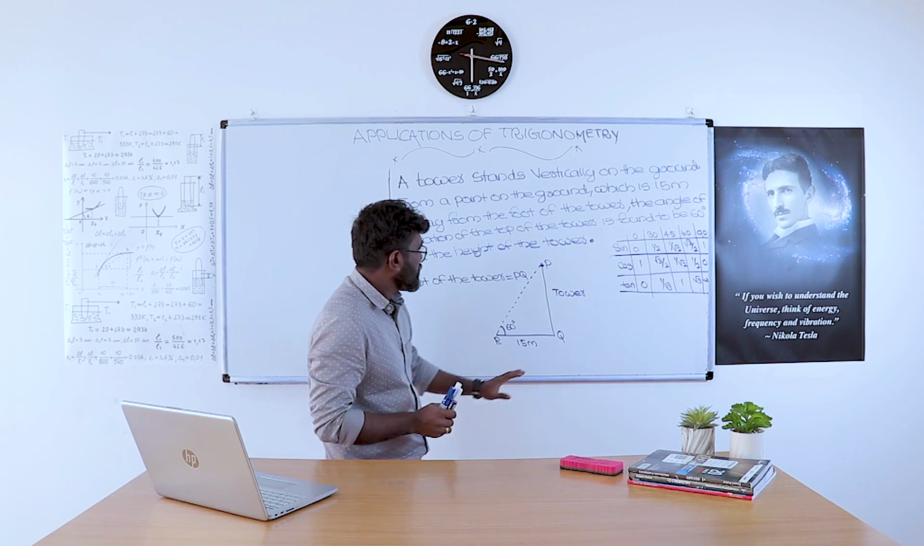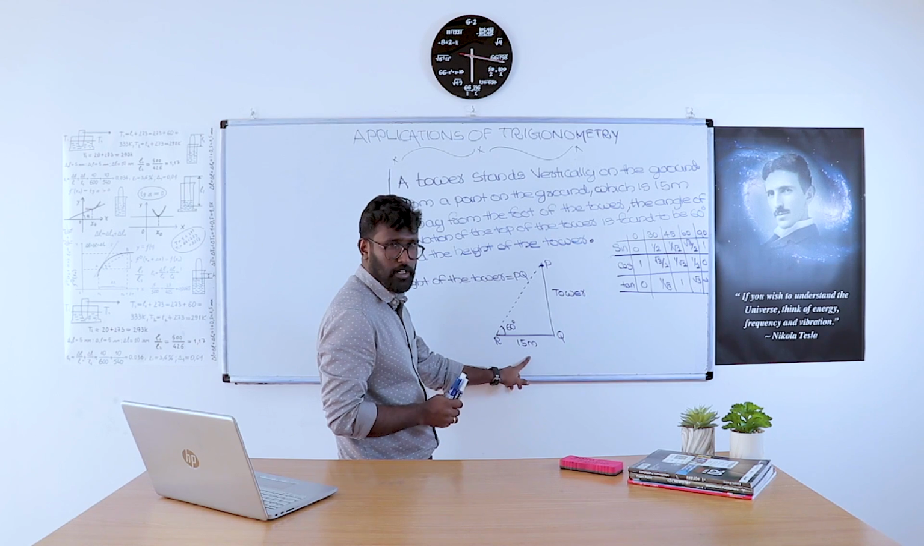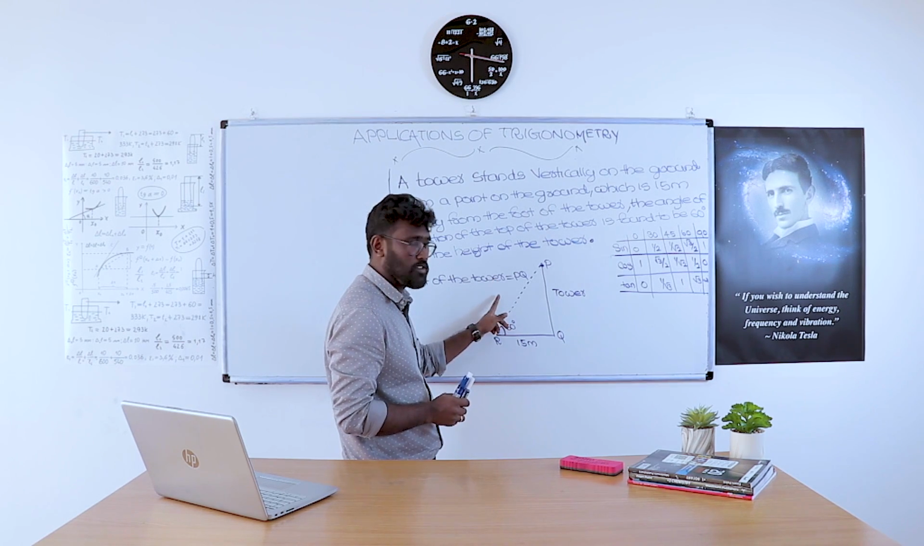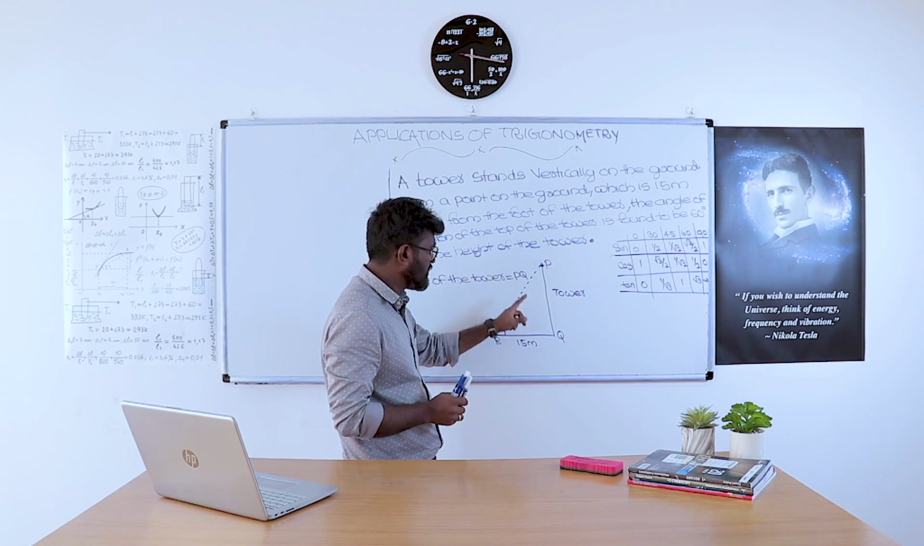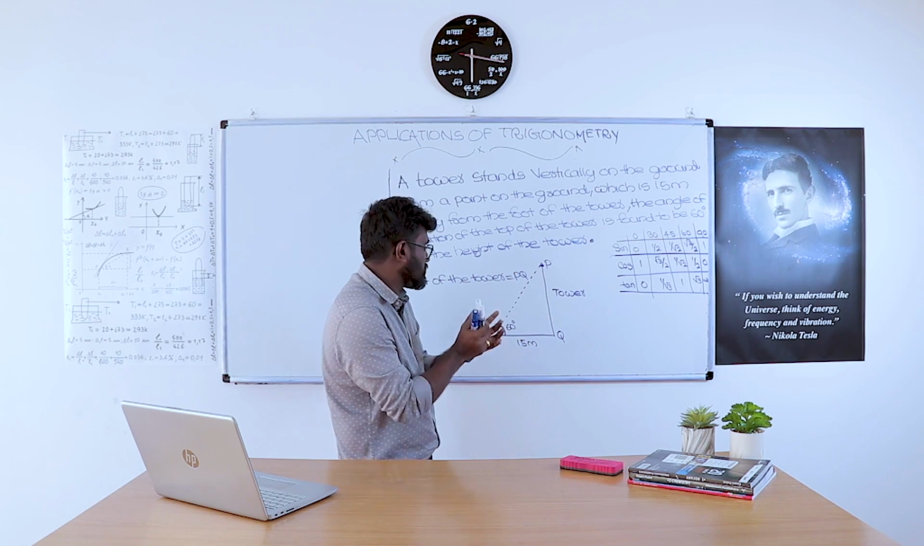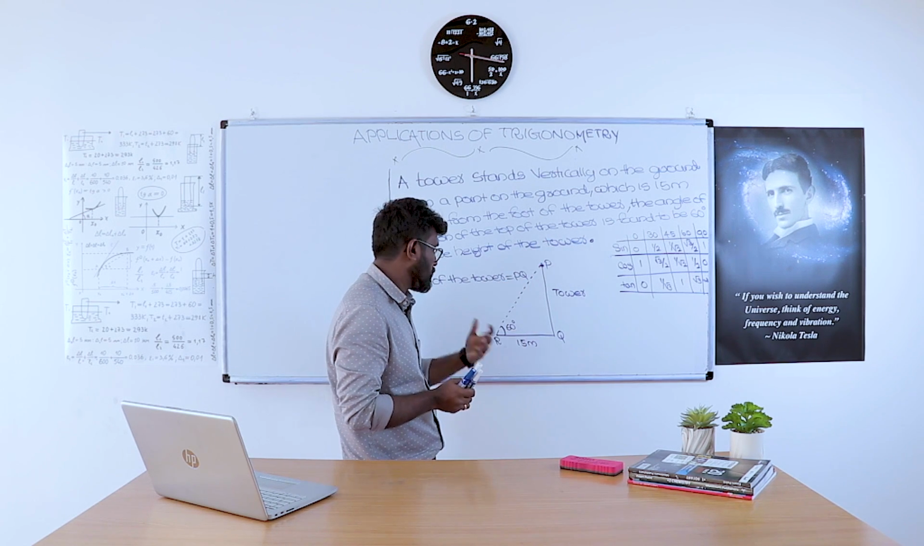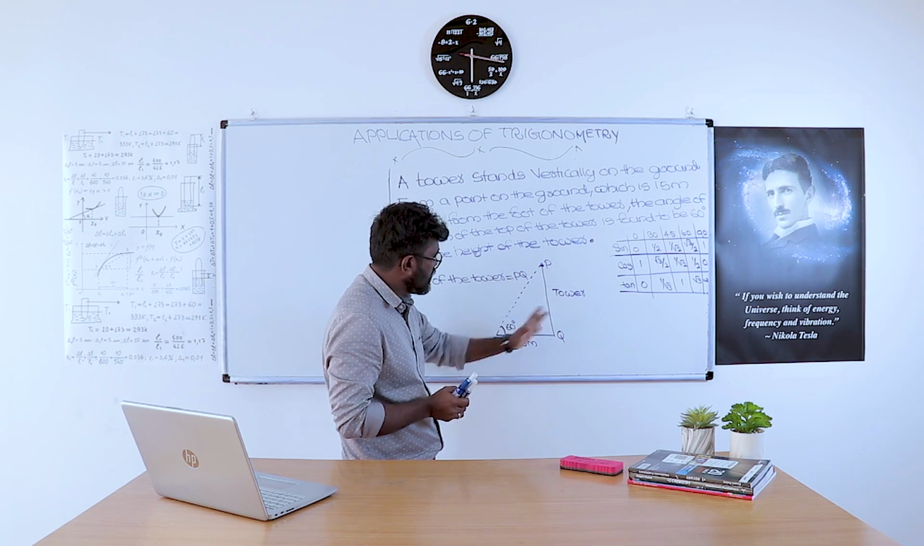What about cos? Cos is adjacent side by hypotenuse. The adjacent side is 15 meter, and this is the hypotenuse. The hypotenuse value is not given, and we want to find out the height of the tower. So PQ has to be included in the definition. Therefore, if we apply cos, we can't find out the height of the tower.